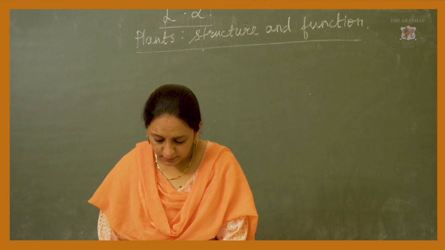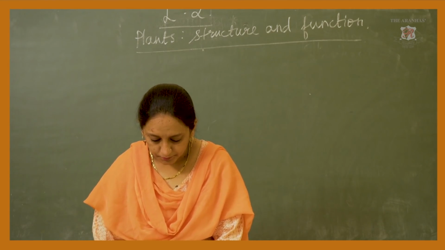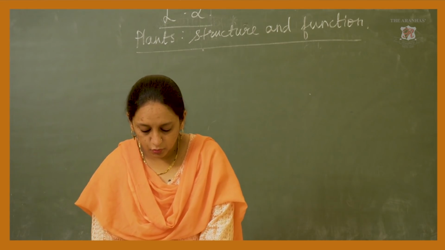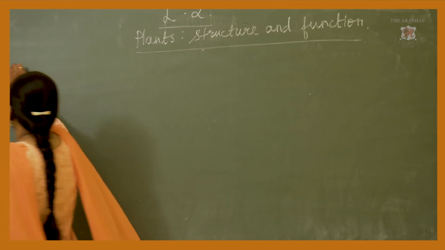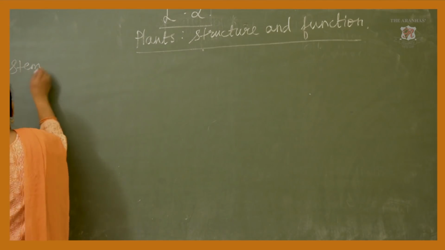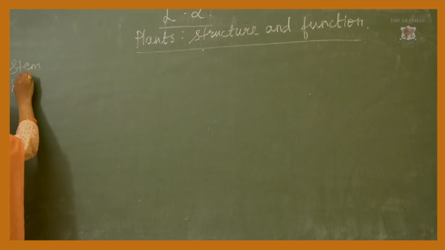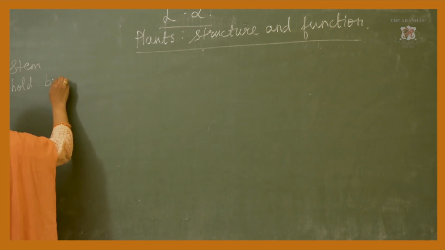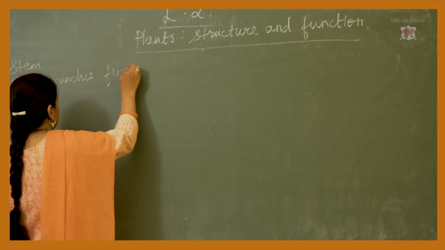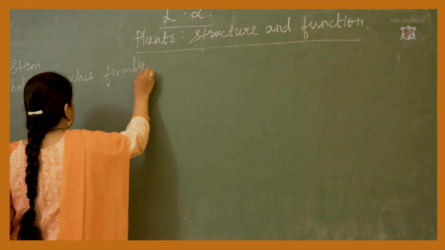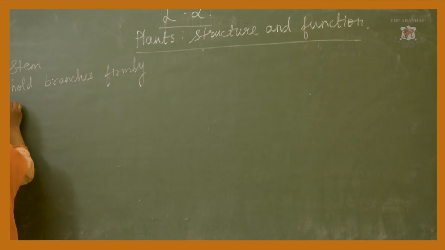Again, I think the stem supports the plant. Then the stem holds all the branches of the plant firmly. Stem, what does it do? It holds all branches of the plant firmly. This is the function of the stem, to hold all the branches firmly.